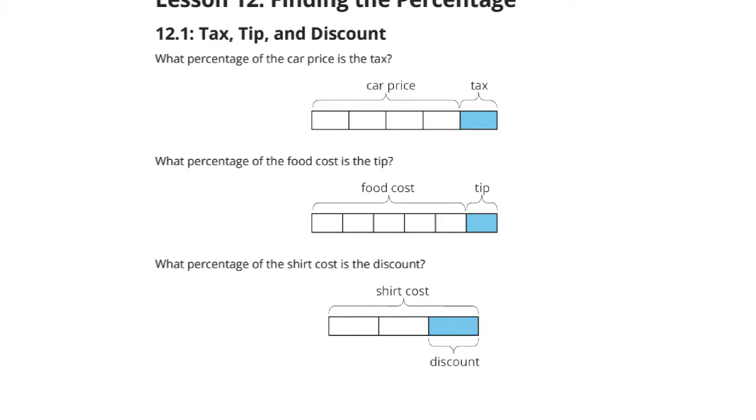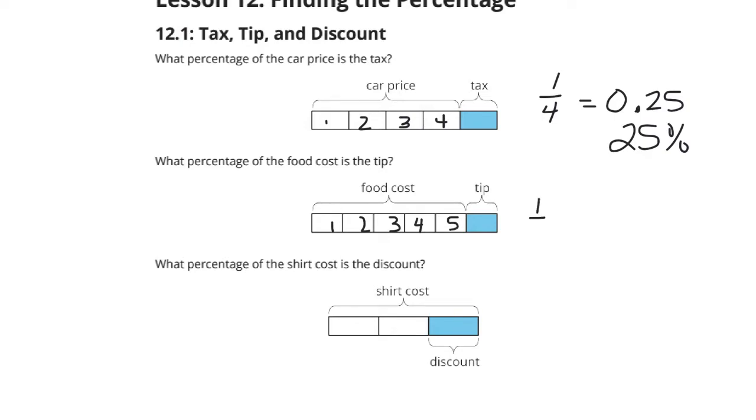Well, this car price is broken into 4 pieces, and this tax is 1 out of the 4. Well, 1 out of 4 as a decimal is 25 hundredths, as a percentage is 25%. What percentage of the food cost is the tip? Well, that's 1, 2, 3, 4, 5 for the food cost. 1 out of the 5 is the tip, which as a decimal is 20 hundredths, which is 20%.